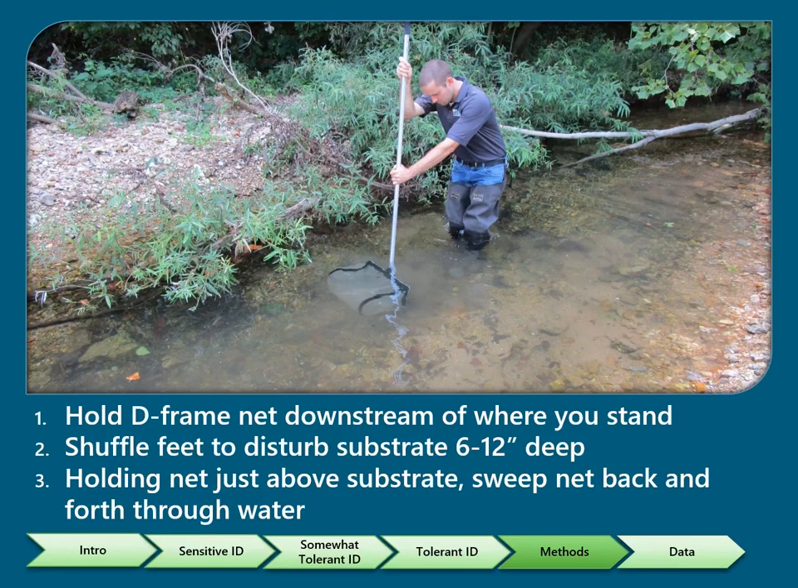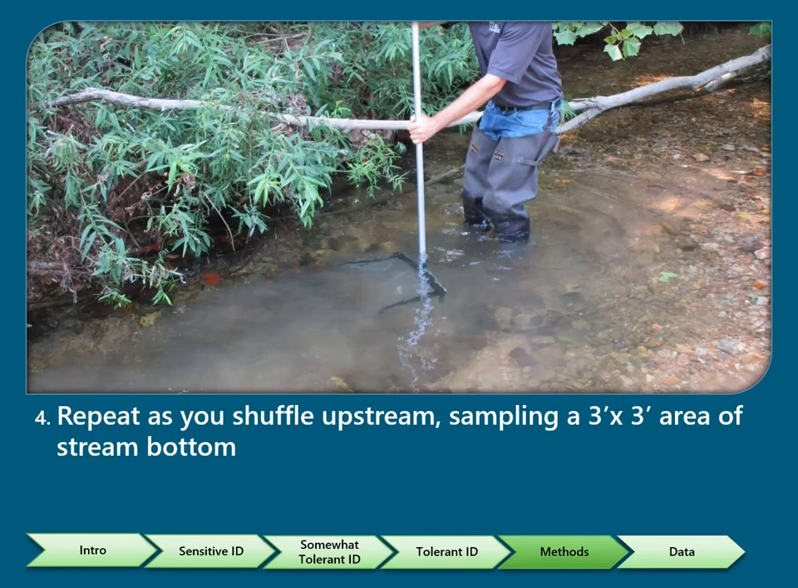First, hold the net downstream of where you are standing with the opening of the net facing you. Shuffle your feet to agitate the substrate. While shuffling your feet, sweep the net back and forth to capture suspended invertebrates. Continue shuffling and sweeping until you have sampled a 3 feet by 3 feet area. Remove the net from the water and take to land to sort the invertebrates.